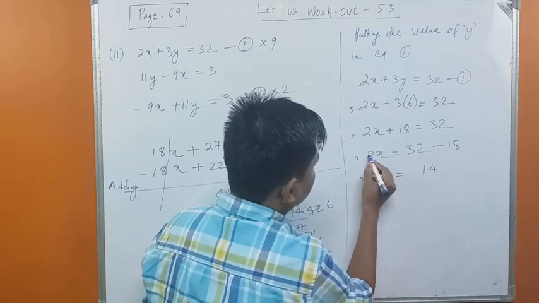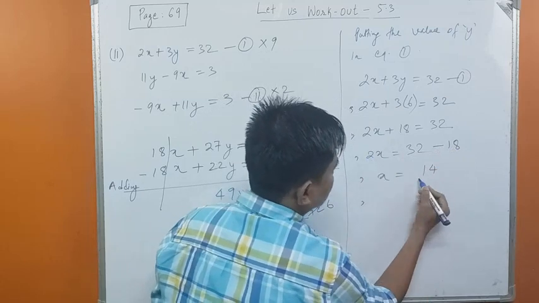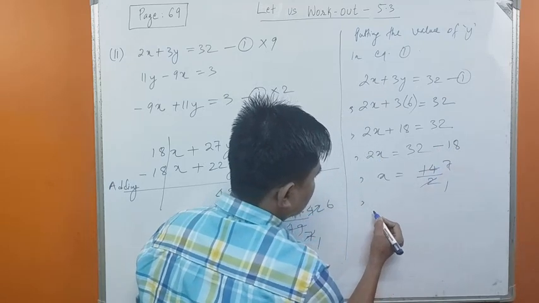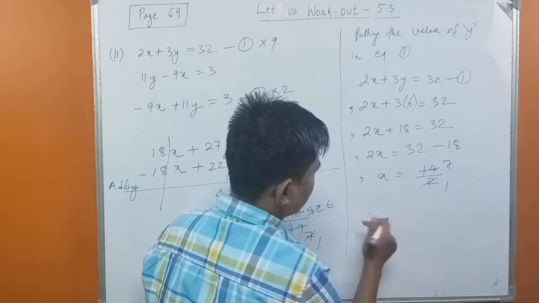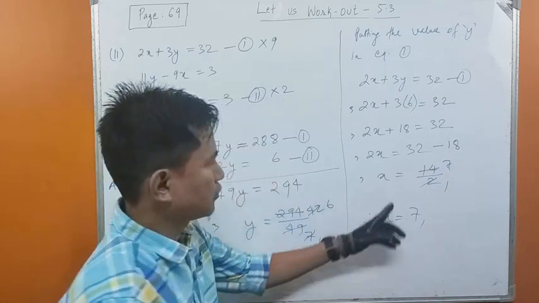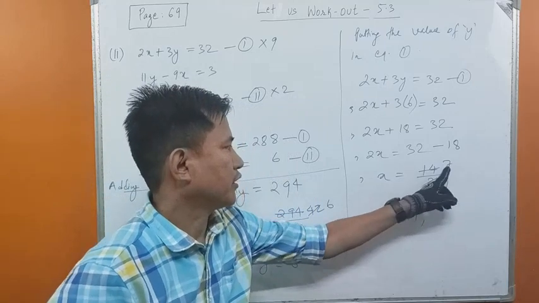Or we have 2x, isn't it? So this 2 goes to the denominator. 2 1s are 2, 2 7s are 14. Therefore x equals 7. 2 7s are 14. X equals 7.